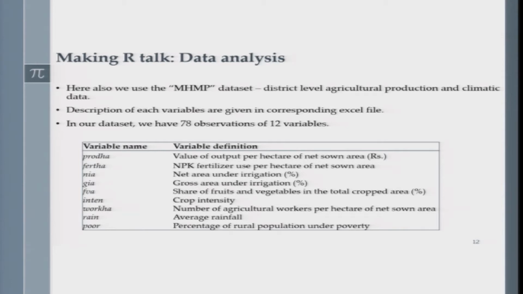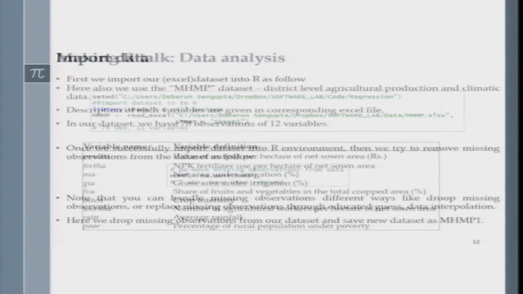There is also data on crop intensity, and the number of agricultural workers per hectare of net sown area is another important agricultural input in the agricultural production function. Then finally, I have some data on average rainfall, and another socio-demographic variable in my data set, and that is the percentage of rural population under poverty, or below the poverty line. Now, we are going to play with this data.